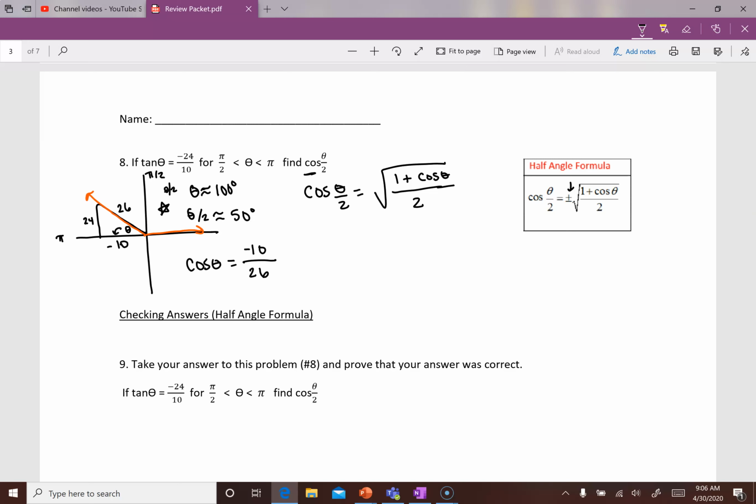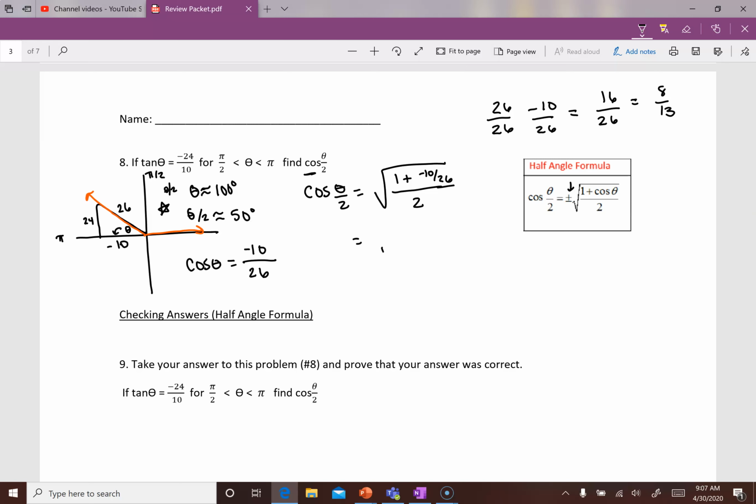And you're welcome to reduce that, but I usually don't. So instead of cosine theta, I'm going to write negative 10 over 26. And then I'm going to pull that off on the side and do the combining of the numerators. If I want to combine 1 plus negative 10 over 26, I have to write 1 as 26 over 26, and that's going to be minus 10 over 26. So that's going to give me 16 over 26, and that reduces to 8 over 13.